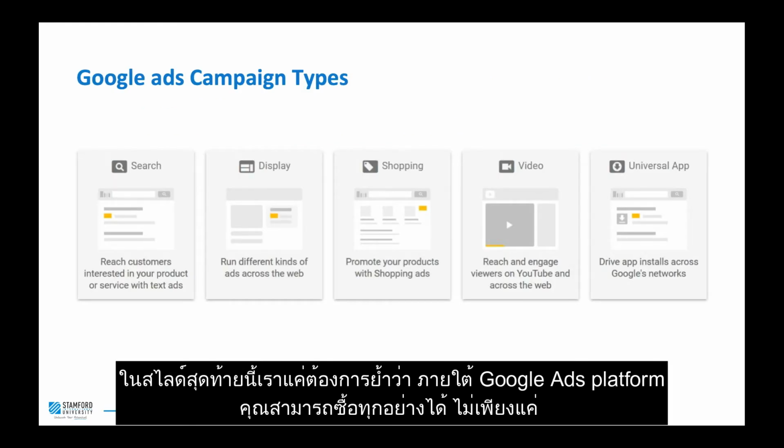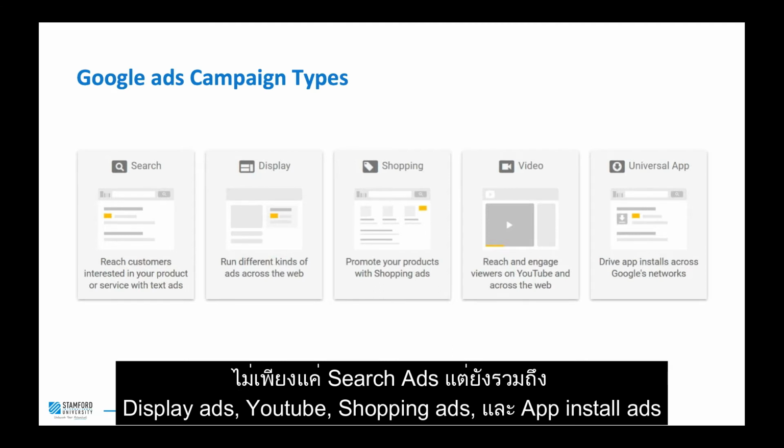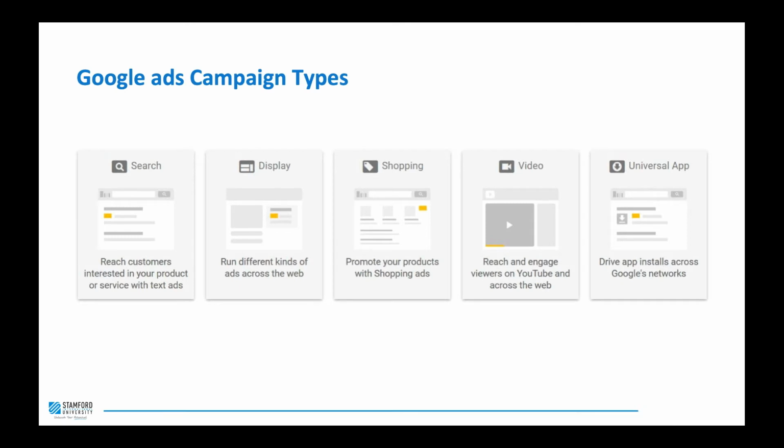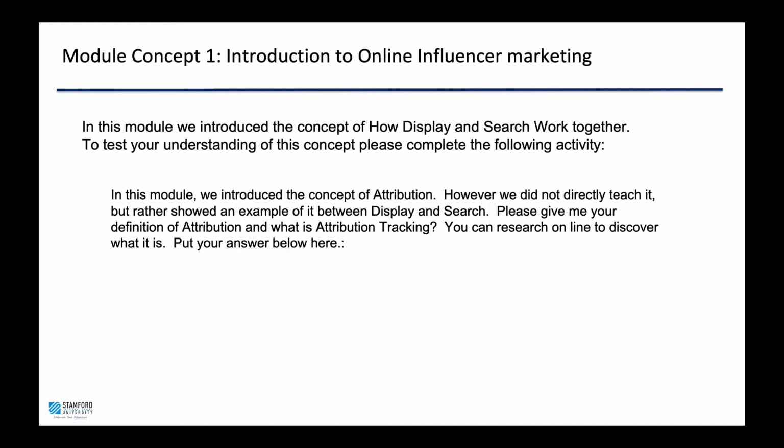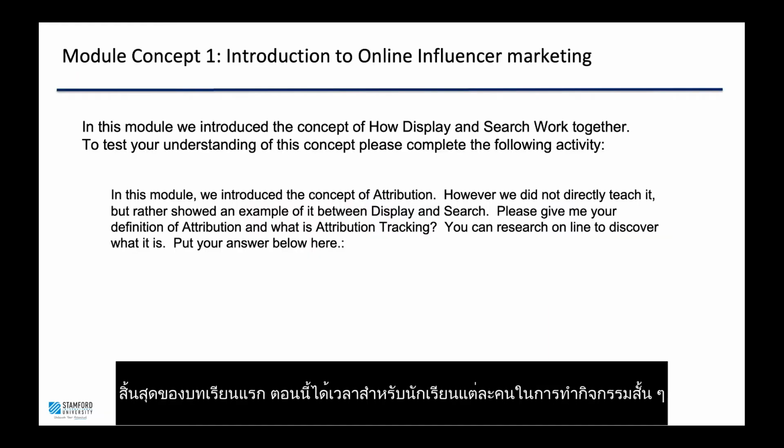And in this last slide, we just want to reiterate that through the Google Ads platform, you can buy everything. Not just search ads, but also display ads, YouTube, shopping ads, and Google's app install ads. One platform for everything. And this brings us to the end of this module concept. Now it's time for you to do a short activity.